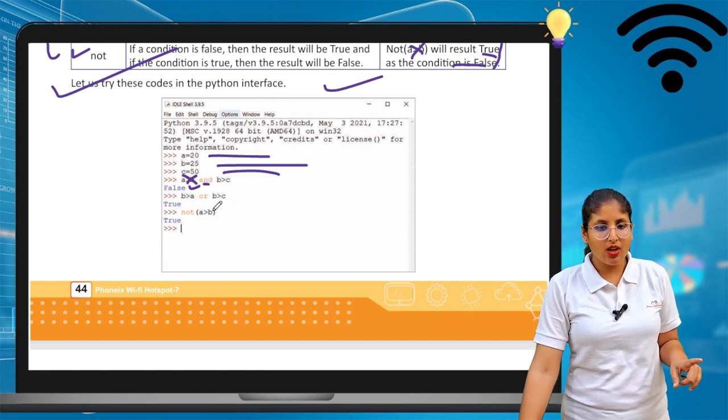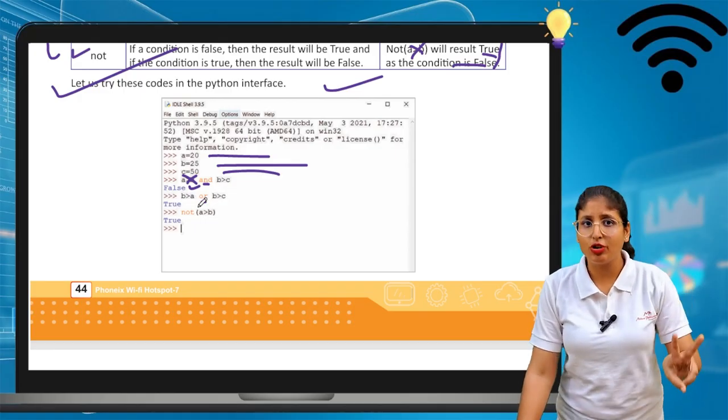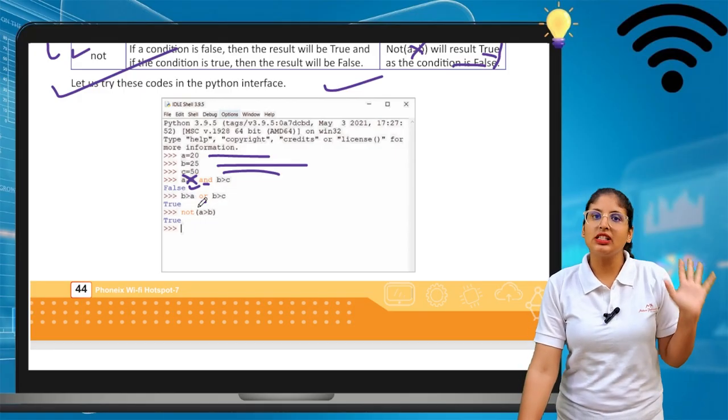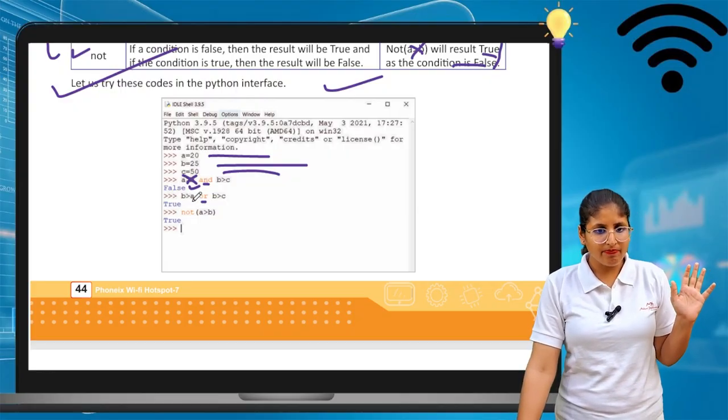And here the OR case is there. OR case means it is not necessary that both the statements should be true. It is okay if one statement is true. So B is greater than A. This is true. But B is not greater than C. This is false. But this is a case of OR, so we can say this is true.